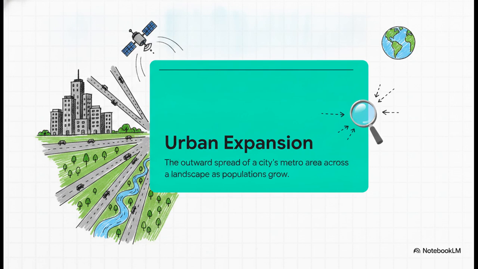We usually think of geology as moving at this agonizingly slow snail's pace, right? But human activity? We can reshape the very ground we walk on in just a matter of decades. Before we look at the actual satellite evidence, let's just make sure we ground the concept and define our terms plainly. Urban expansion is exactly what it sounds like. It's the outward spread of a city's metropolitan area across a landscape as the population grows over time. When a city can't just build up anymore, it builds out. It paves over the natural landscape, pushing its borders further and further into the surrounding geography.